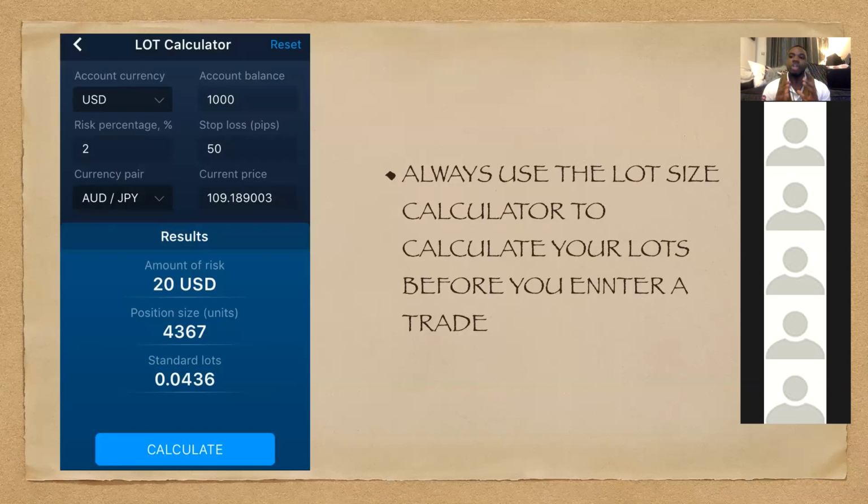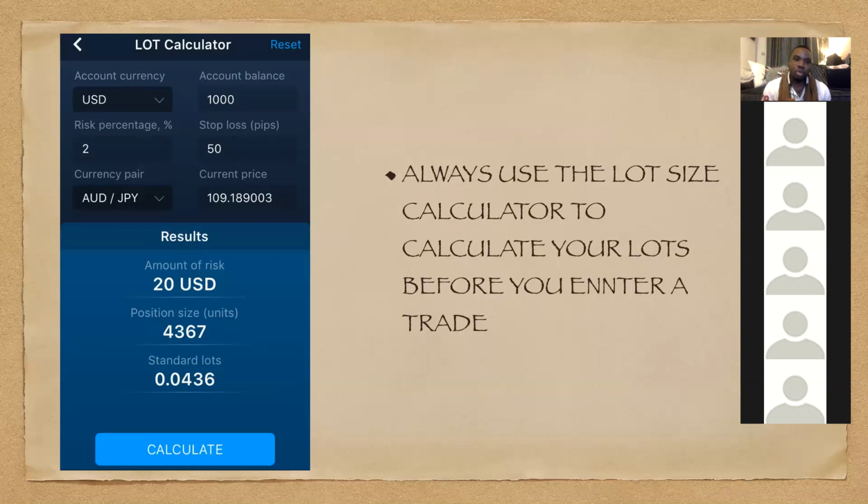Now, let me explain how the lot size calculator works. Let's say you want to enter a trade. A trade has been sent out, pound USD, and the stop loss is 50 pips. So we always calculate our risk based off the stop loss, not the take profit. The take profit gives us an idea of a risk to reward ratio. I'm going to talk about risk to reward ratio in the training that we have next week, but right now I just want to keep this very simple. The stop loss is what you need to calculate your risk.